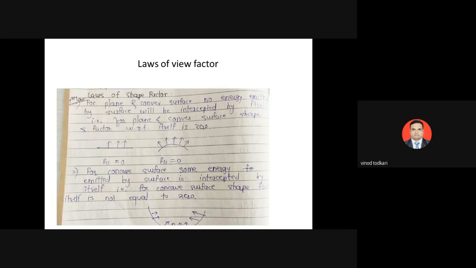Can we apply the same thing to concave surface? Now this is emitting, right? Somewhere it will be intercepted, no? So for concave surface, some energy emitted by itself will be intercepted by itself. So the shape factor with respect to itself will not be equal to 0. For concave surface, F11 will not be equal to 0, whereas for plane and convex surface, the shape factor with respect to itself will be 0. So is the first concept clear to you?